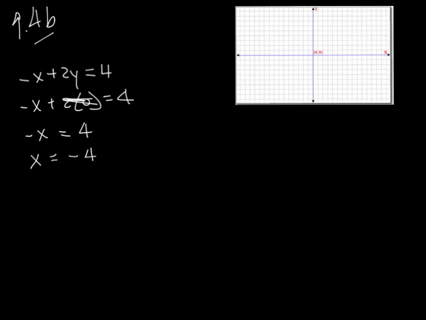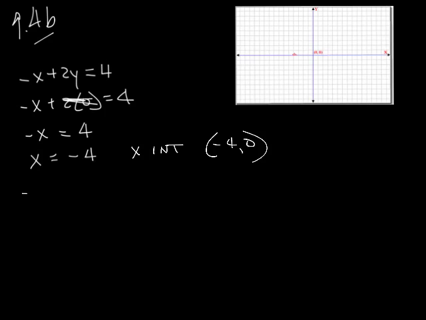So this ends up being my x-intercept. My ordered pair is negative 4, 0. In order to graph that, if I can do it on this little tiny graph, it's going to be a point right there on the x-axis at negative 4. Alright, so the next thing they want us to do is find the y-intercept.